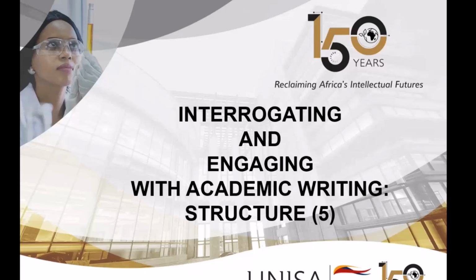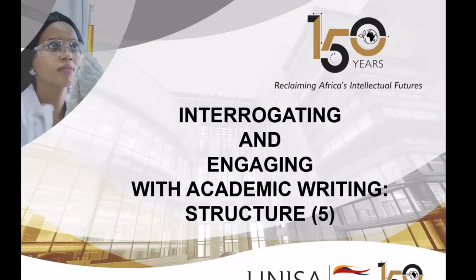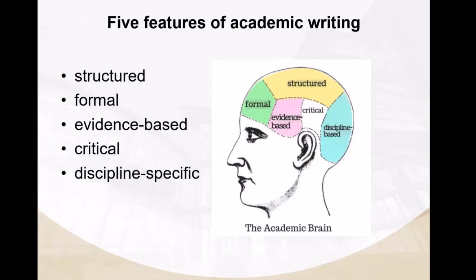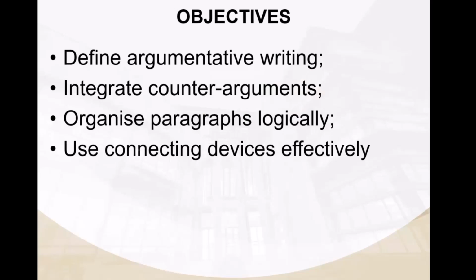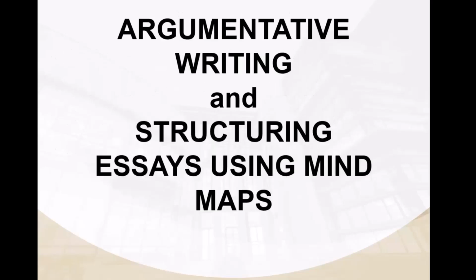Let us now look at argumentative writing. Drawing on what we did previously, it is structured. This is academic brain. It is structured. Academic writing is structured. I spoke about this. We should, as I said, define argumentative writing, integrate counter arguments in argumentative writing, and organize paragraphs logically. We know we should use logical connectors, use connecting devices effectively to ensure our writing flows together, or to ensure unity of the text. So what is argumentative writing?